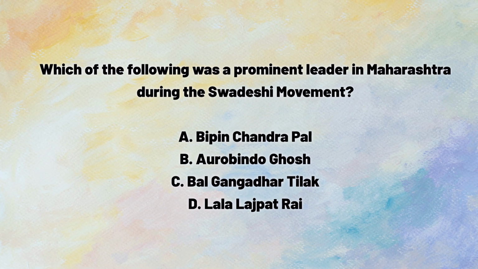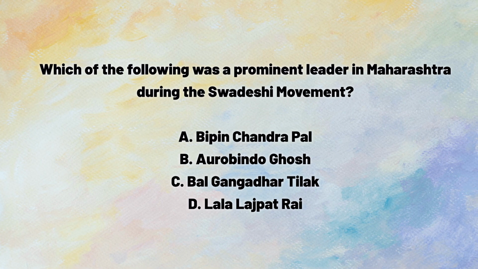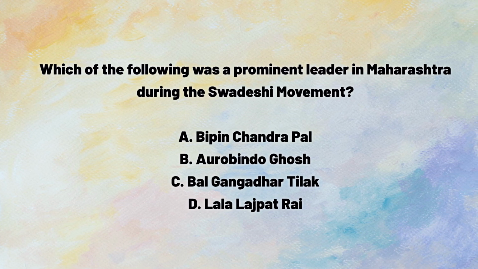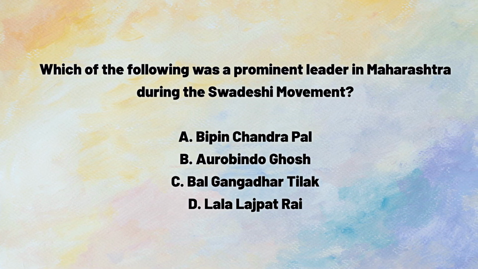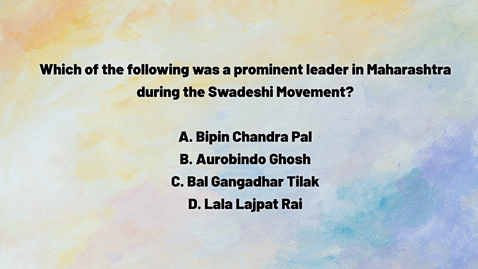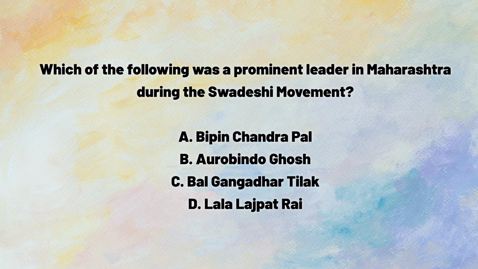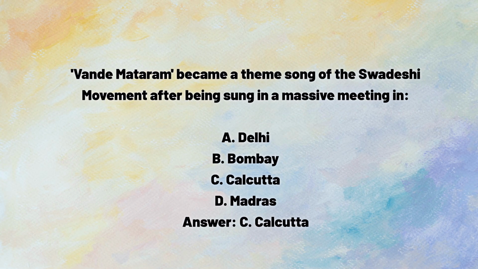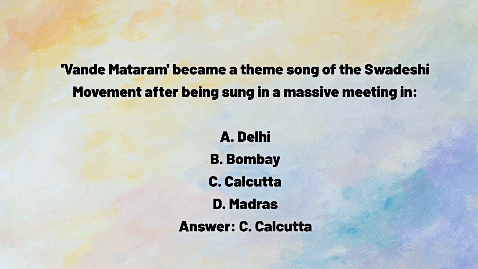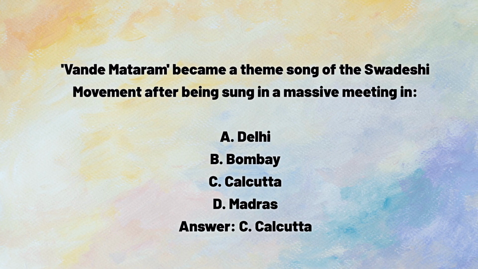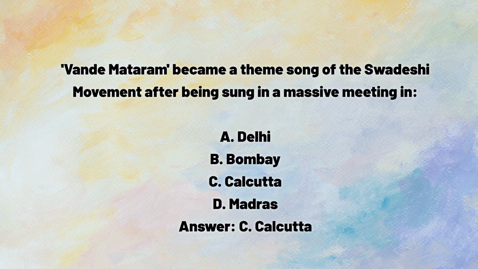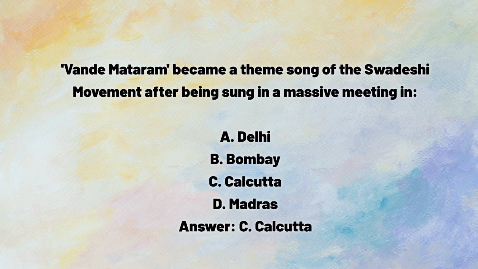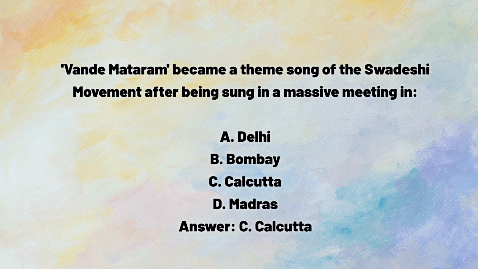Answer: B. 1892. Which of the following was a prominent leader in Maharashtra during the Swadeshi movement? A. Bipin Chandra Pal, B. Aurobindo Ghosh, C. Bal Gangadhar Tilak, D. Lala Lajpat Rai. Answer: C. Bal Gangadhar Tilak. Vande Mataram became a theme song of the Swadeshi movement after being sung in a massive meeting in A. Delhi, B. Bombay, C. Calcutta, D. Madras. Answer: C.